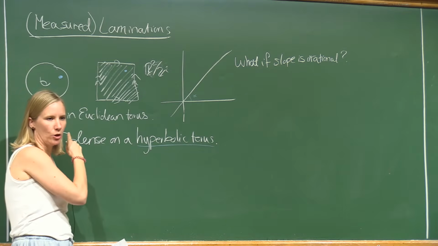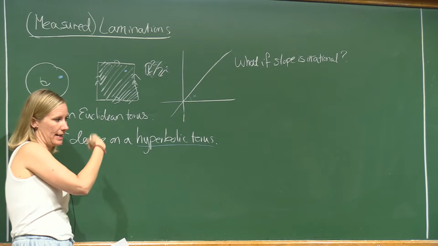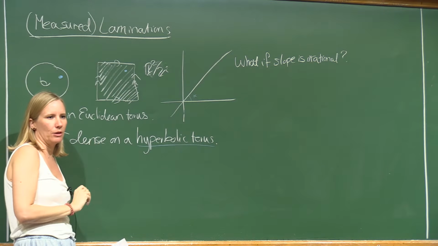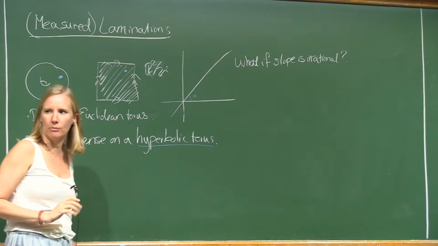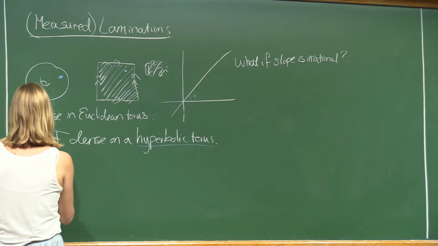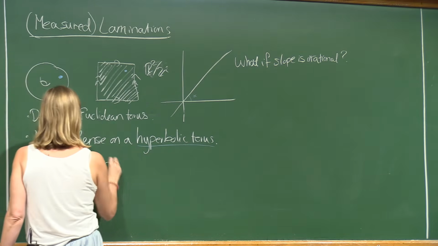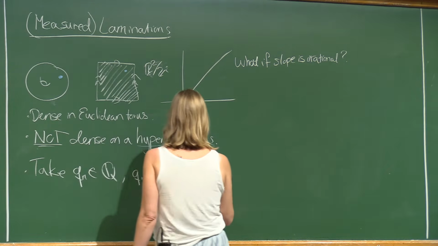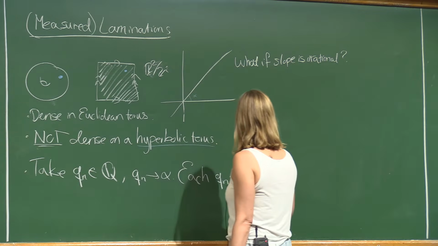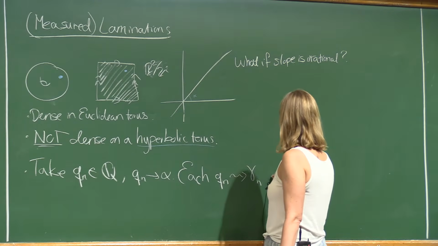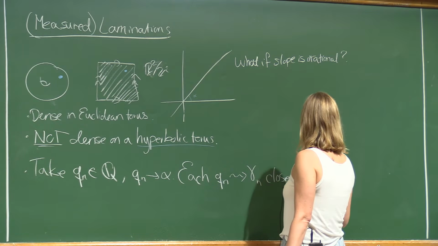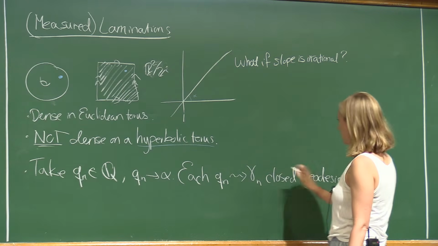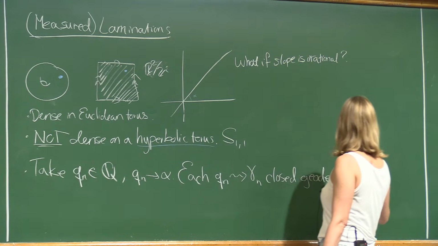That's going to give me a closed homotopy class, or a closed loop. I look at the geodesic representative in that homotopy class, and we're going to see what that looks like, and then we can approximate it better and better. So take some Qn, with Qn going to alpha. Each Qn gives you an alpha n, a closed, say, geodesic on the torus. Let's call the torus S11, one genus, one boundary component.